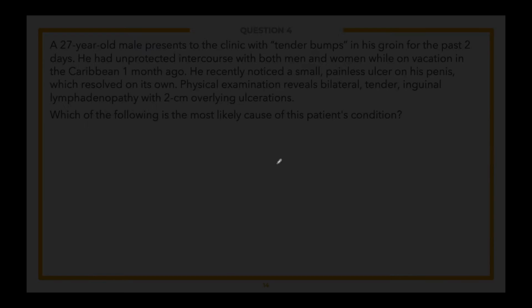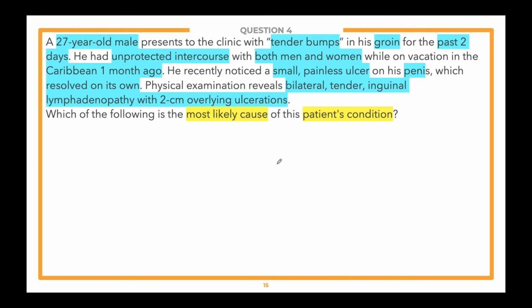Boris. Thank you, Sean. So once again, we're going to show you what we think are the important clues in this vignette and the lead-in. We've got a 27-year-old male, and they tell us he's coming in because of tender bumps in his groin, okay? They also give us a time frame as to how long it's been going on, so you definitely want to make note of that. They give us some important social history, and then some very important physical exam findings. So you want to gather up all those clues to help come up with what you think is the correct answer here.